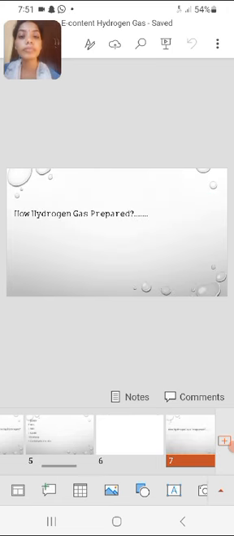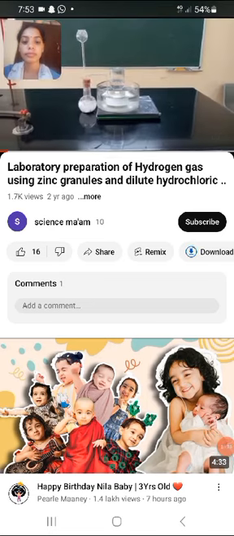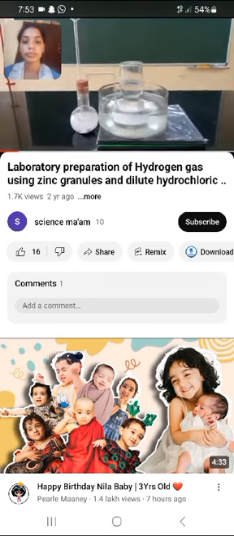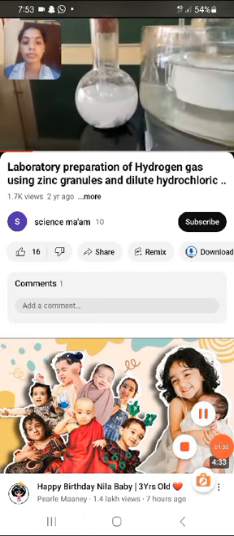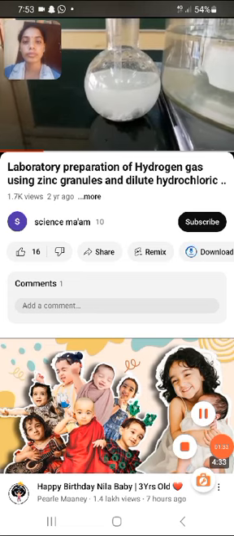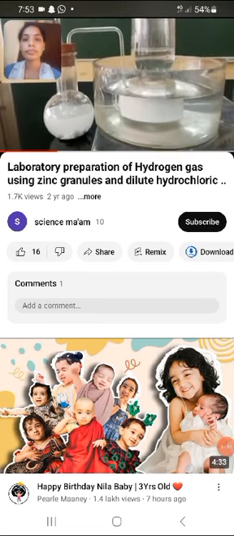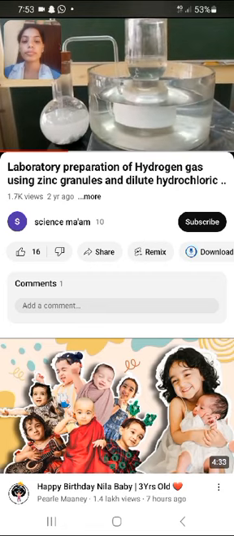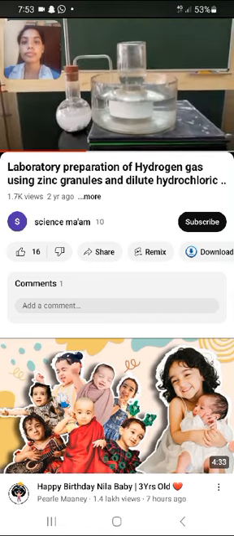Okay, then how is hydrogen gas prepared? The following experimental setup shows the lab preparation of hydrogen using granulated zinc and dilute hydrochloric acid. As you can see in the flat bottom flask, granulated zinc has been taken and through the funnel, dilute HCl is being dropped. The bubbles show that the reaction is in action.